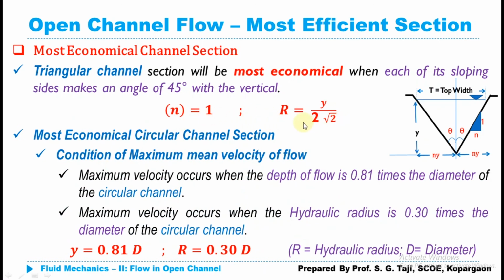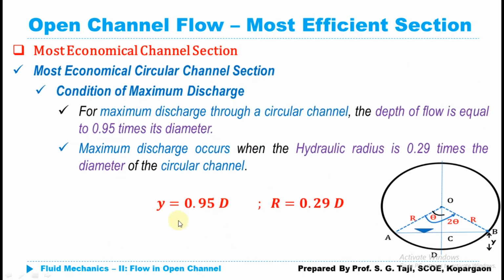Again, for the triangular channel section, we haven't covered any numerical, but these are the conditions. The value of N should be 1, that is 1:1, 1 horizontal to 1 vertical. R should be equal to Y upon 2 under root of 2. For the condition of maximum mean velocity in the most economical circular channel section, Y should be equal to 0.81 times D, or R should be equal to 0.30 times D. For the condition of maximum discharge, Y should be equal to 0.95 times D and R should be equal to 0.29 times D, where D is the diameter of the circular channel section.